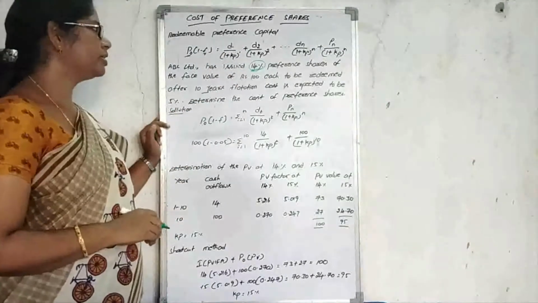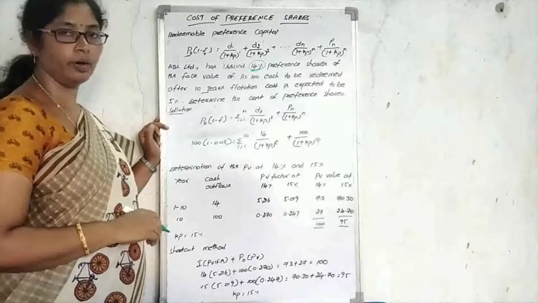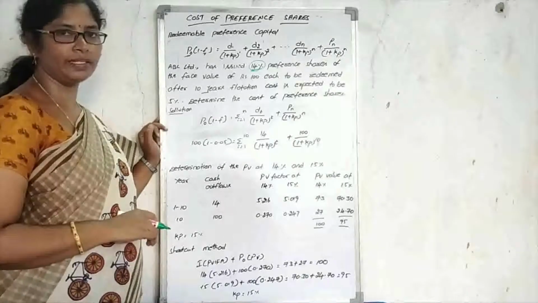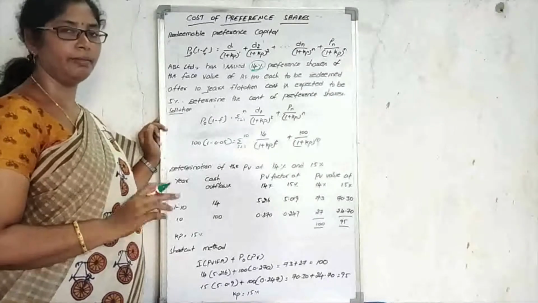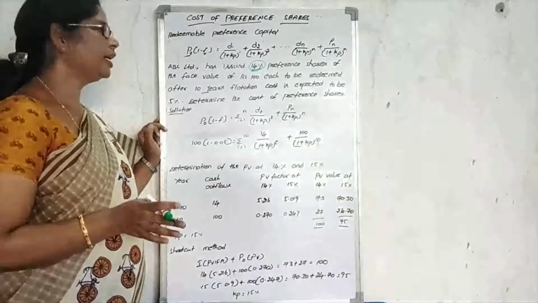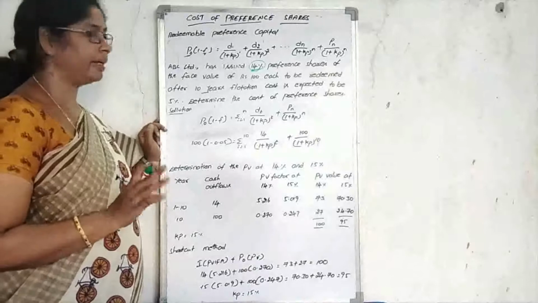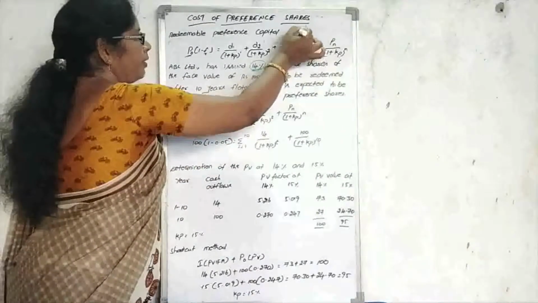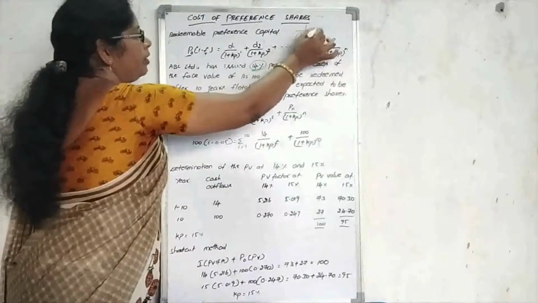Why we need to consider the present values? Because today's value should not be the same after 1 year. It means we are going to apply the time value concept. So that's why we should design the formula like that. So what is the time value of money formula? 1 divided by 1 plus R whole power n.